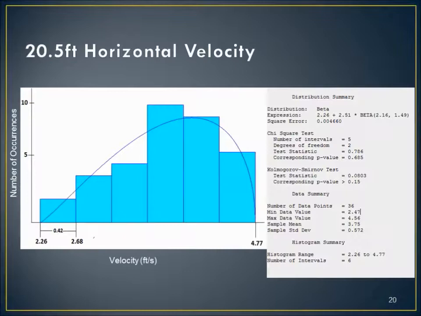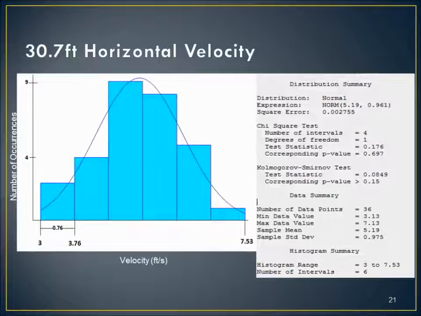We used the data we collected in the experiments to create distributions that will feed into our simulation. The tool we used to do this was the Arena Input Analyzer. As you can see from the horizontal velocity, for 20.5 feet we get a beta distribution. For 30.7 feet, you get a normal distribution with a mean of 5.19 and a standard deviation of 0.975.